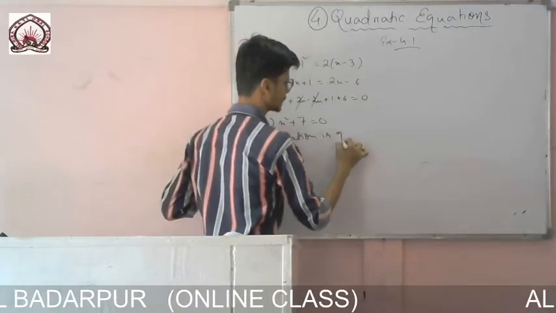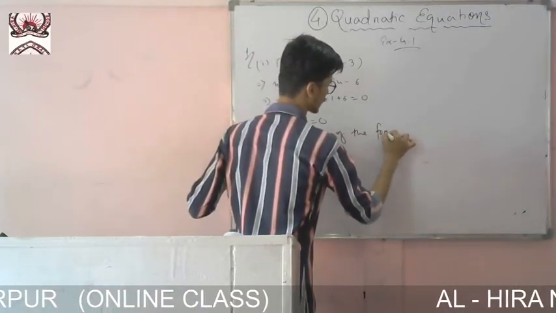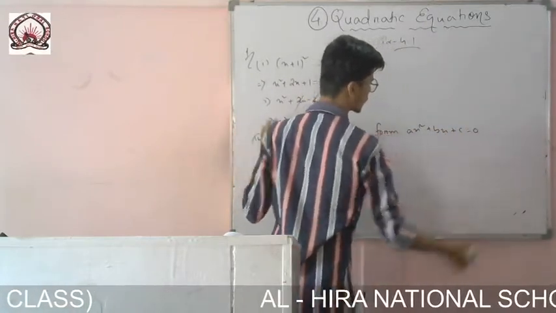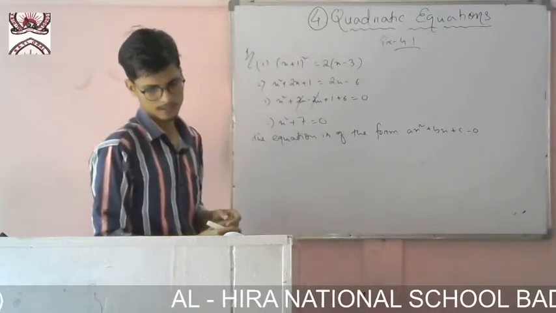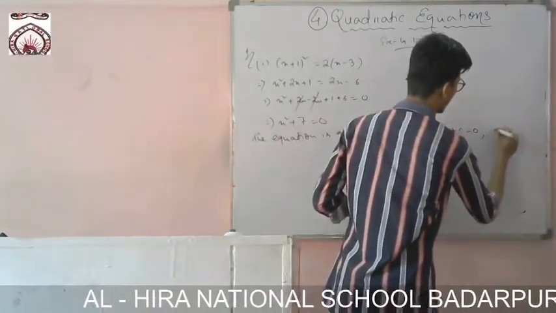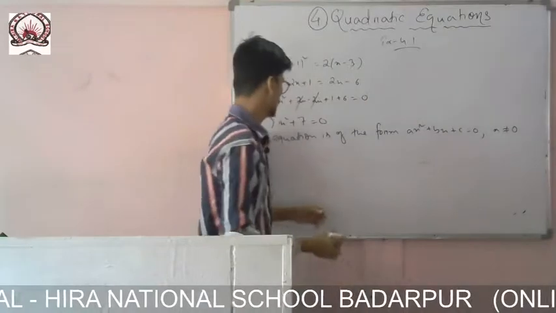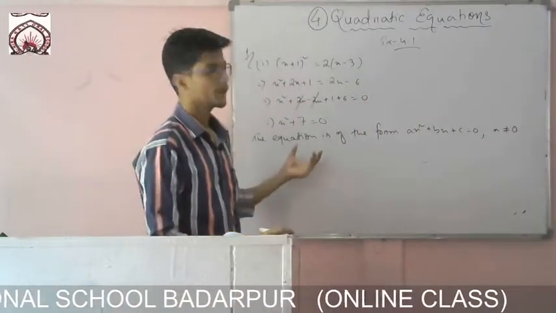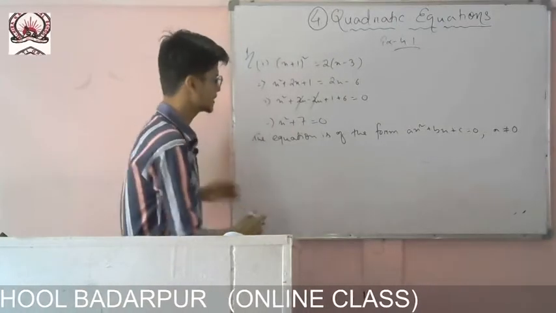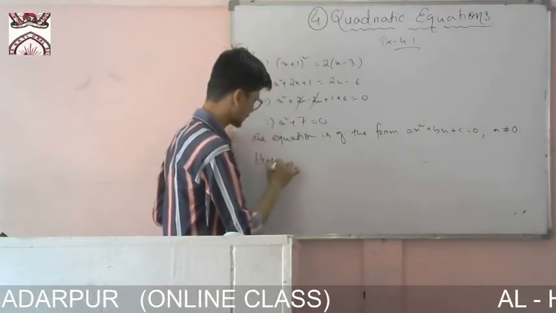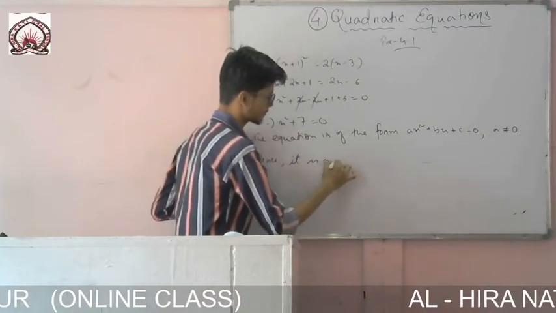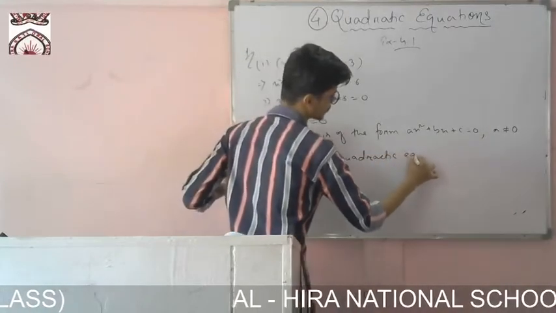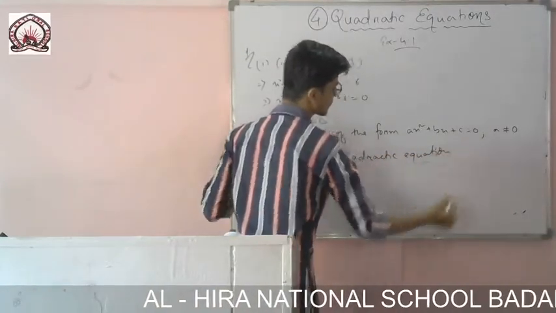The equation is of the form ax square plus bx plus c equals to 0, where a not equals to 0. So the equation is of the form ax square plus bx plus c equals to 0 and a not equals to 0. So hence it is a quadratic equation.